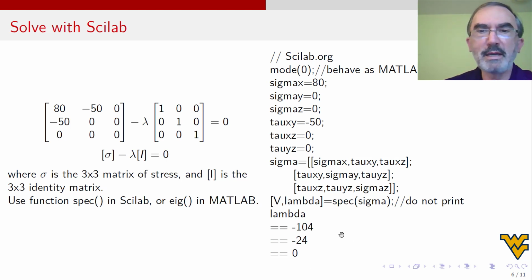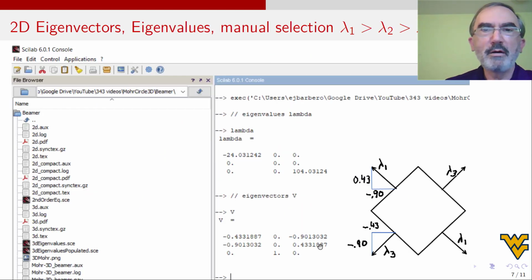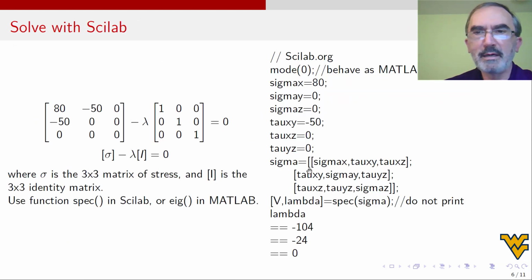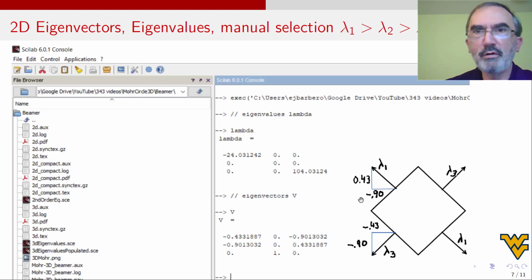Okay, so I got the same numbers. If you don't trust me, type this code in MATLAB or Scilab and you'll see. Here I show you the console of Scilab. Since I put a semicolon in the previous slide, when I run this code it doesn't show me anything. So in the console, same as MATLAB, I put this comment, // eigenvalue lambda. Then I type lambda with no semicolon, and boom, it gives me this.